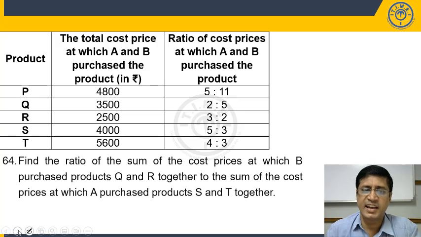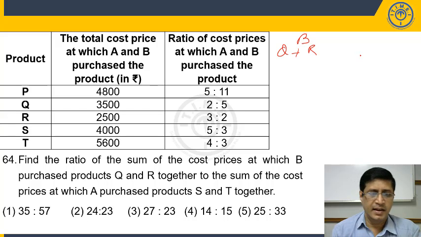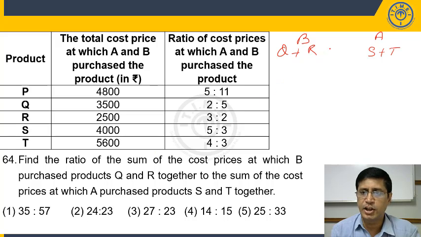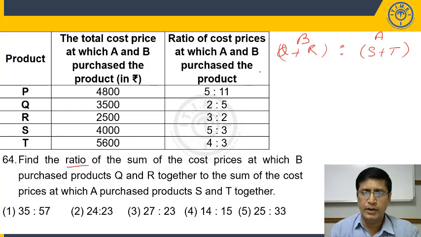Now look at the next example on your screen. We need to find the ratio of the sum of the cost prices of products Q and R together at B, and the cost prices of products S and T together at A. Now what is the Q value at B? It is 3,500. The sum of the parts is 7 parts; 7 goes exactly 5 times, so 5 into 5 is 2,500, the value of product Q at B.